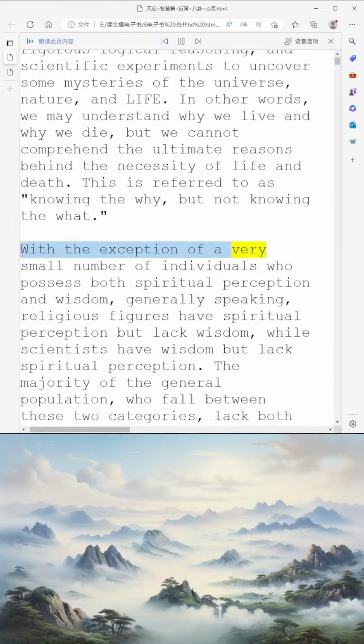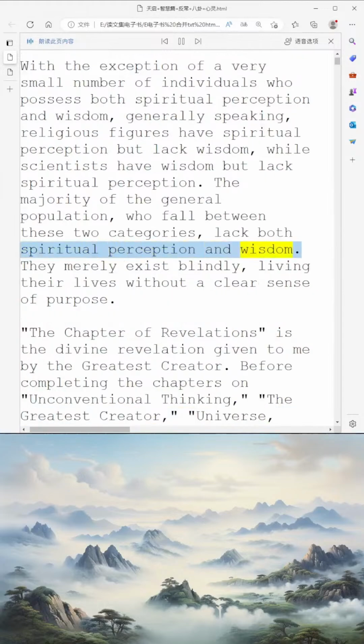With the exception of a very small number of individuals who possess both spiritual perception and wisdom, generally speaking, religious figures have spiritual perception but lack wisdom, while scientists have wisdom but lack spiritual perception. The majority of the general population, who fall between these two categories, lack both spiritual perception and wisdom. They merely exist blindly, living their lives without a clear sense of purpose. The chapter of Revelations is the divine revelation given to me by the greatest creator.